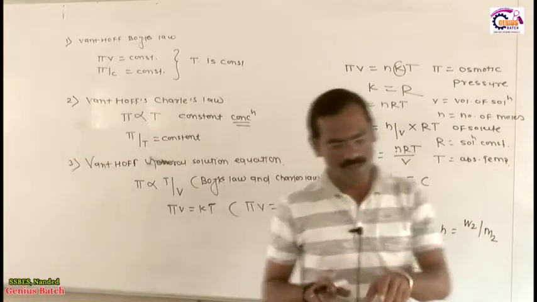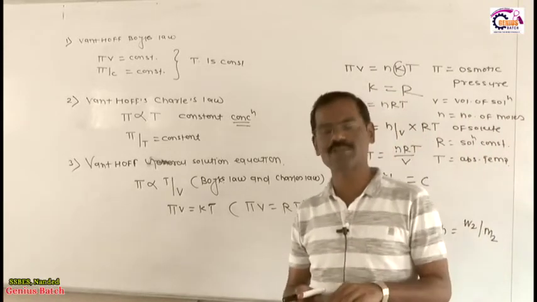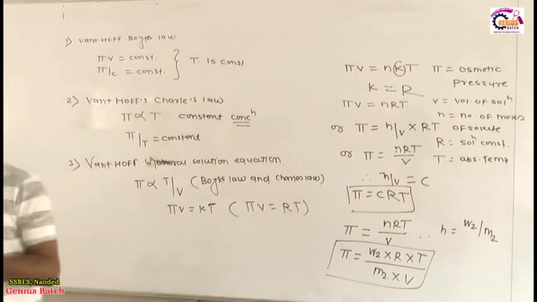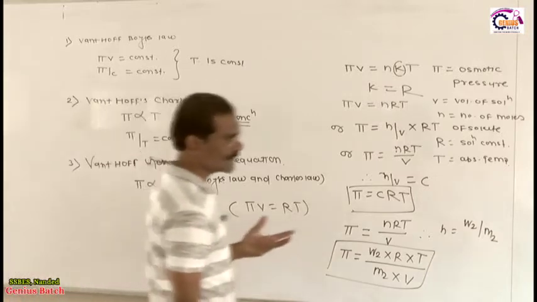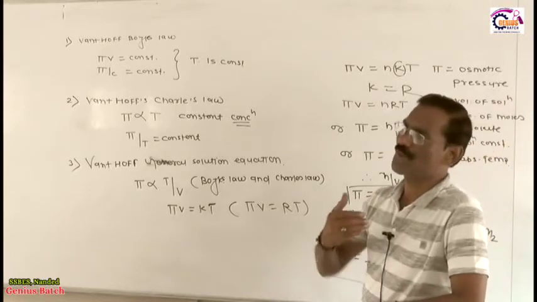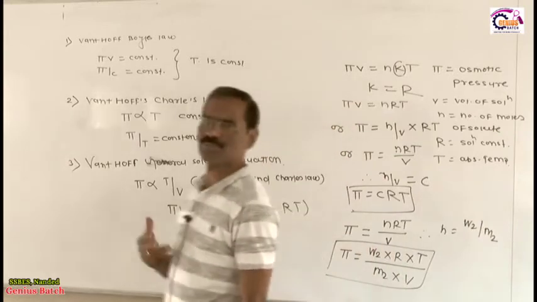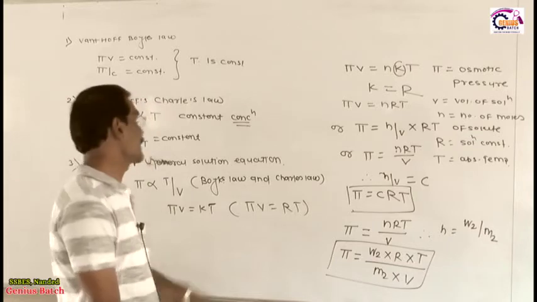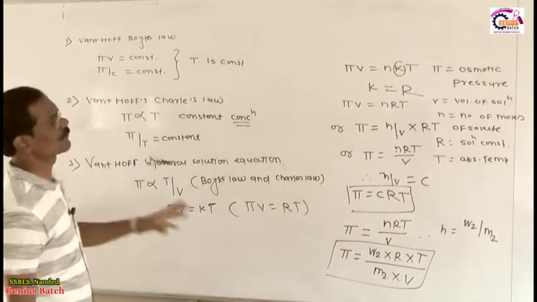So dear students, till now we have completed, very systematically, the next colligative property, called osmotic pressure. You know what osmotic pressure is, what osmosis is, what a semi-permeable membrane is, and how to stop osmosis. You know hypertonic, hypotonic and isotonic solutions. Then we completed the laws of osmotic pressure: Boyle's law, Van't Hoff-Boyle's law, Van't Hoff-Charles law, and the Van't Hoff general solution equation.